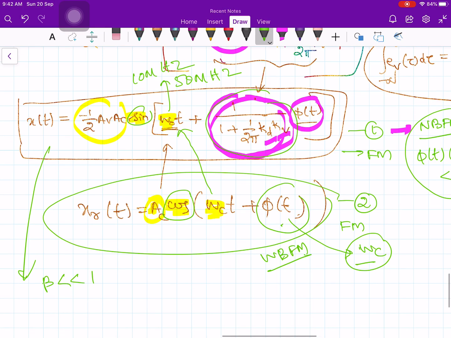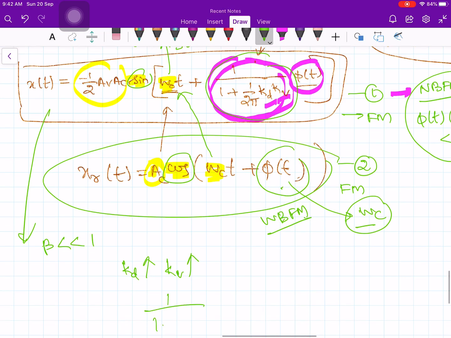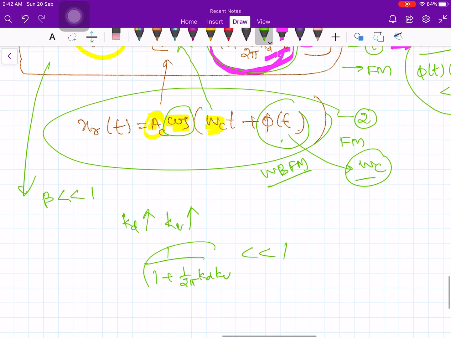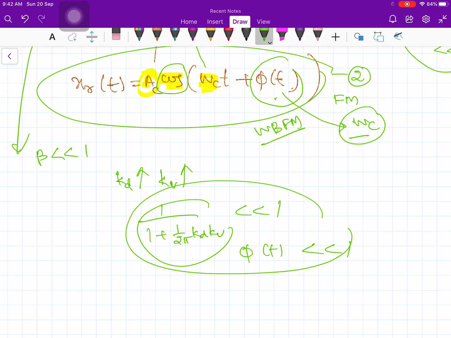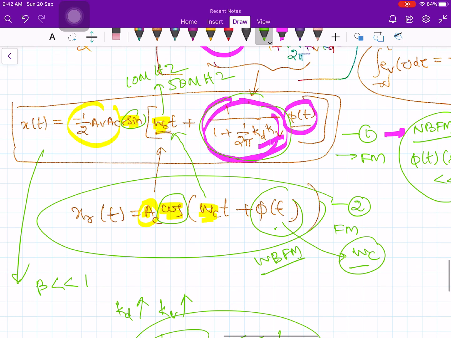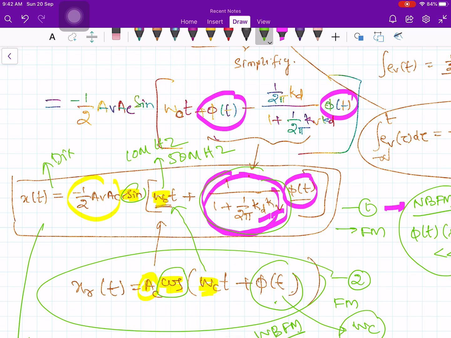If you choose large values of the two constants, kd very large and kV very large, then 1 by (1 plus 1 by 2 pi kd kV) is much less than 1. Therefore this small quantity multiplied by phi of t will be much less than 1. So your wideband frequency modulation signal becomes a narrowband FM signal. Because of this process, your phase deviation can be made small. This reduces the bandwidth of the signal at the discriminator input. This is the signal you give to the discriminator to demodulate, so you need only a narrow band discriminator, that is enough.